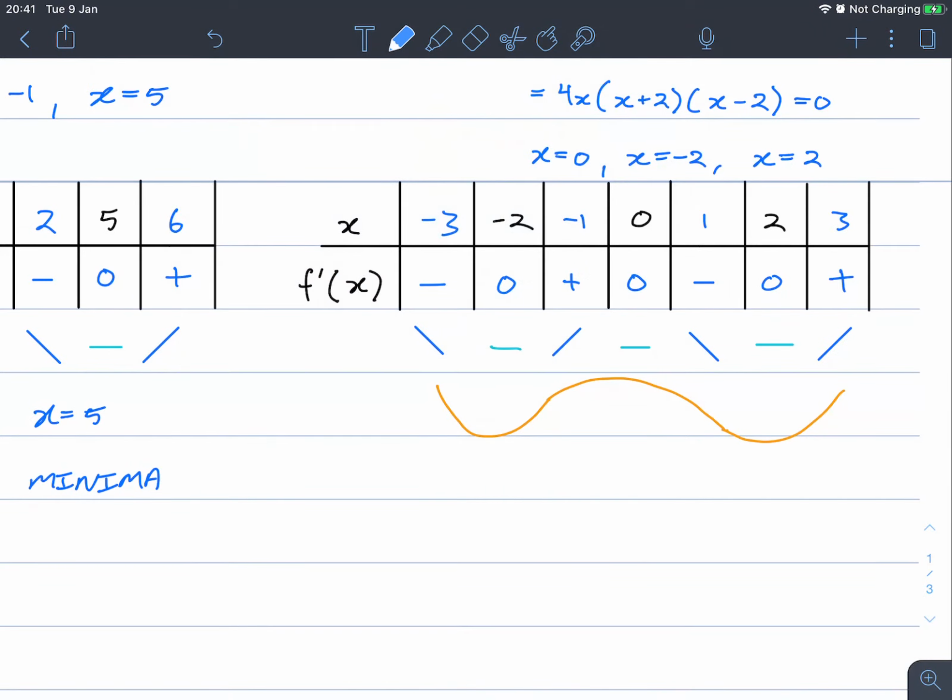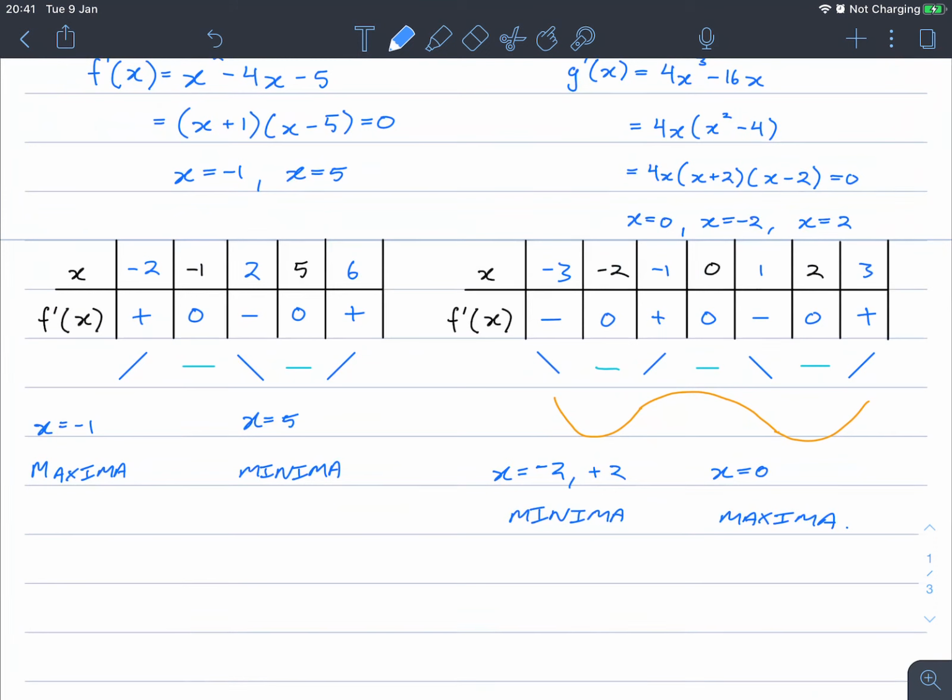So we have x equals -2 and +2. Those are minima, because that is decreasing and then increasing like so. So you can kind of visualize that this point here is dipping down and then back up. So those 2 points are minima, and x equals 0 is a maxima.